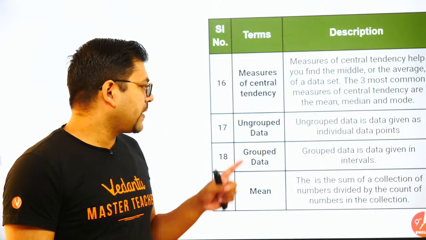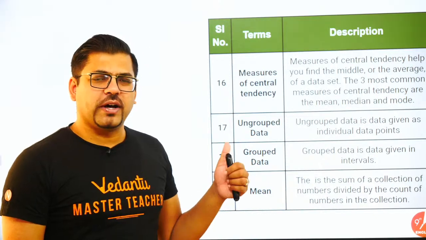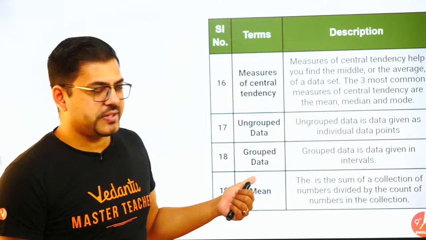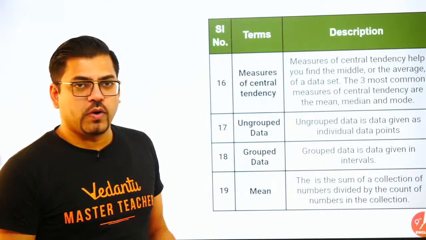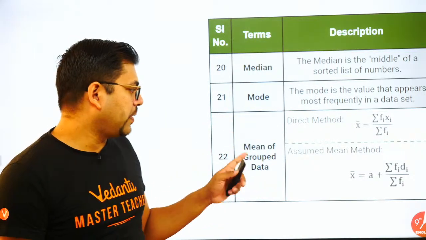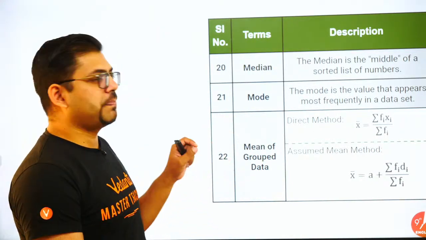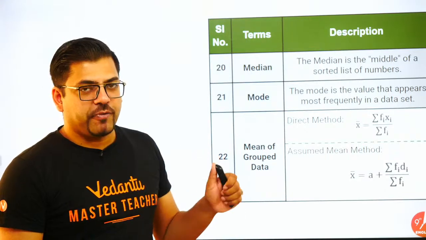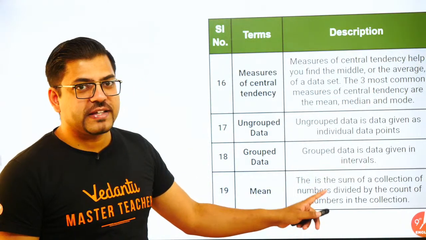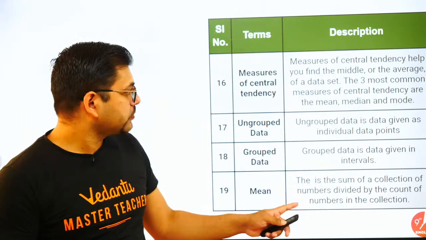Chalo. Ungrouped data, we don't have to worry much about this because we don't have to study it. We have to study mainly grouped data this year. Mean, so you all know what mean is. The formula for mean is important, so I will be telling you that formula. Mean of grouped data. From here onwards, please see it. But before that, let me tell you, for those who don't know, mean is average. Mean is the average of any data.